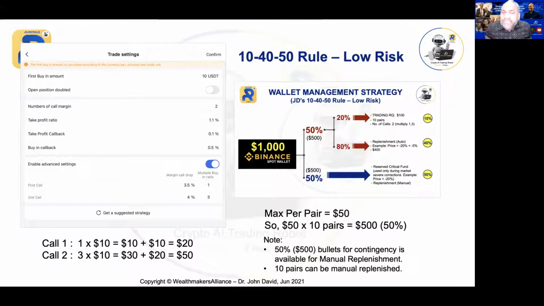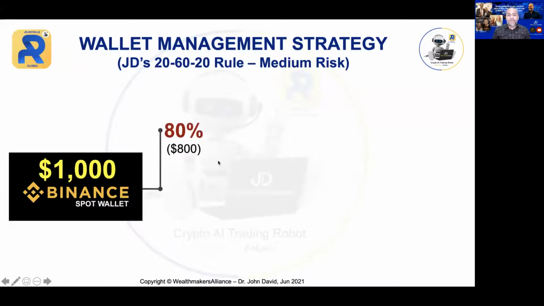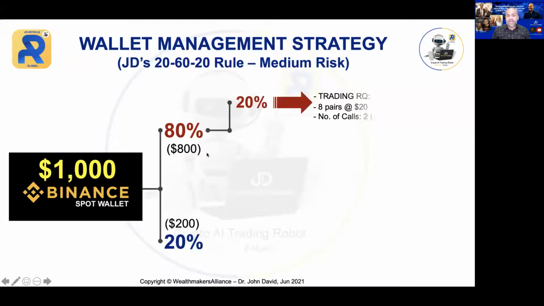All right, now let's move on to the second wallet management strategy. Now, the second wallet management is a medium risk. If you understand the first one, this is easy to follow. Now, this will be 20, 60, 20. So the portion allocated will be a little bit different. So same $1,000, I'm going to divide by 80% and 20%. So my 80% here is $800, and I'm going to put in 20% for my trading pairs. So 20% will be $200.